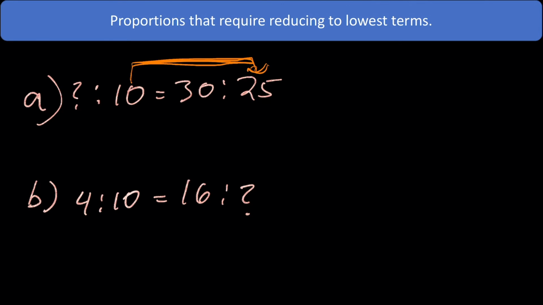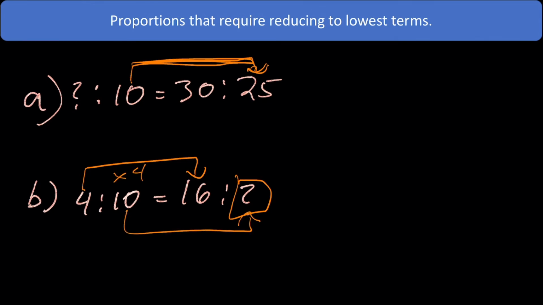Okay, if I'm looking over here, 4 does. So I don't need to reduce it to lowest terms in order to find out what this number is here, because I know that I multiply by 4. So I could just multiply by 4 and I know the answer is 40.